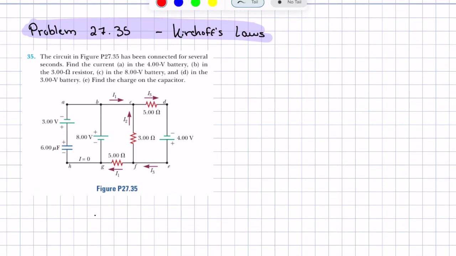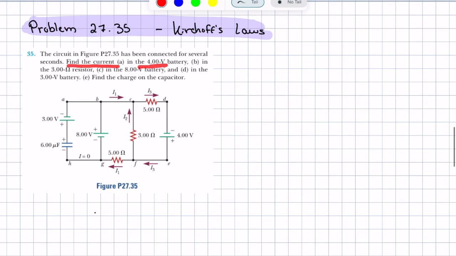So here we're told that a circuit has been connected for several seconds. When you hear several seconds, it means that any capacitor is fully charged. We're then asked to find the current in the 4-volt battery, 3 ohm resistor, 8-volt battery, and 3-volt battery.